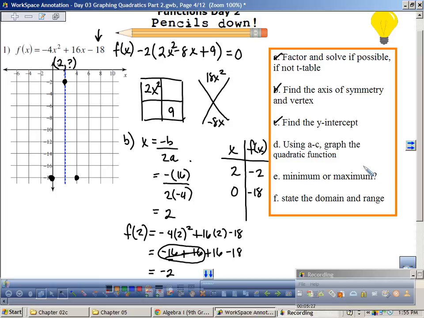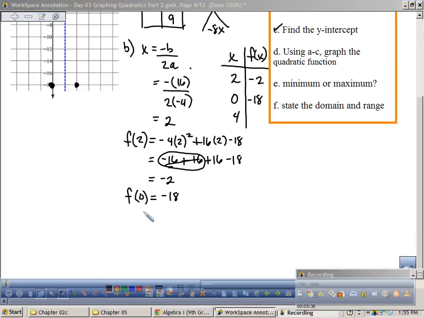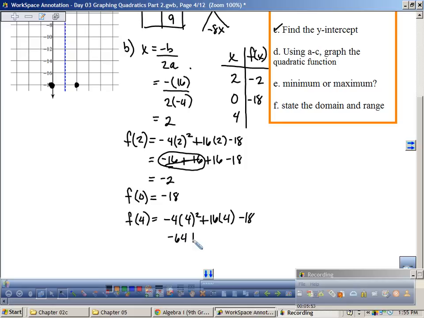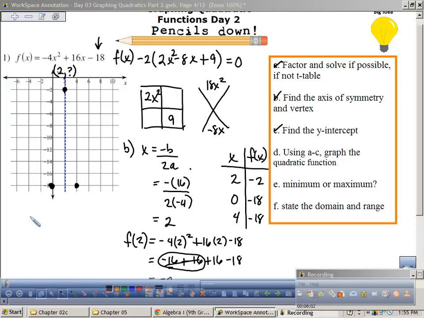Okay? So let's prove it. Let's put in 4. I should get what? I should get -18. F of 4 equals, what was it? I can't see it, but it's -4 times 4 squared plus 16 times 4 minus 18. This is -64, and positive 64 minus 18 equals -18. Symmetrical, we're good. I'm going to go up and graph it because I can't graph it.